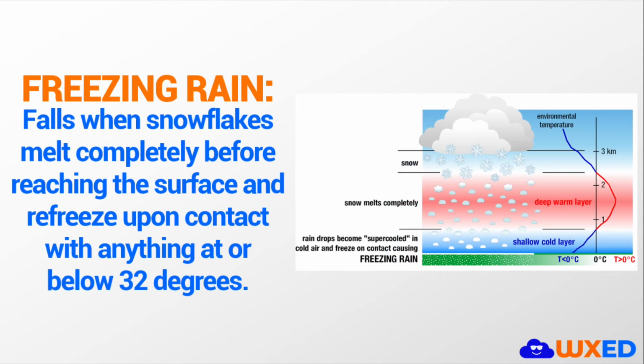And lastly, we have freezing rain, which falls when snowflakes completely melt before reaching the surface and refreeze upon contact with anything at or below 32 degrees. So there's a deep warm layer in the atmosphere as the snow is falling, which melts it completely, but then there's a shallow cold layer right at the bottom before it hits the ground that allows it to refreeze on contact.